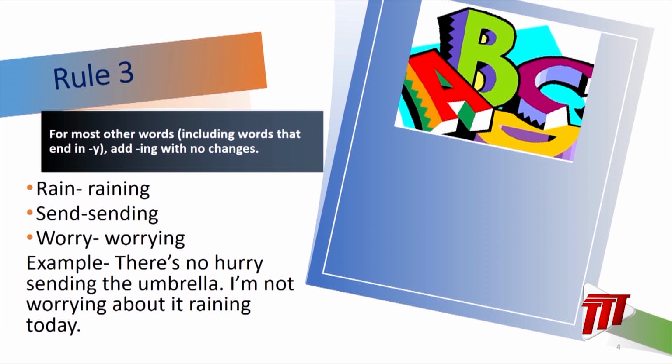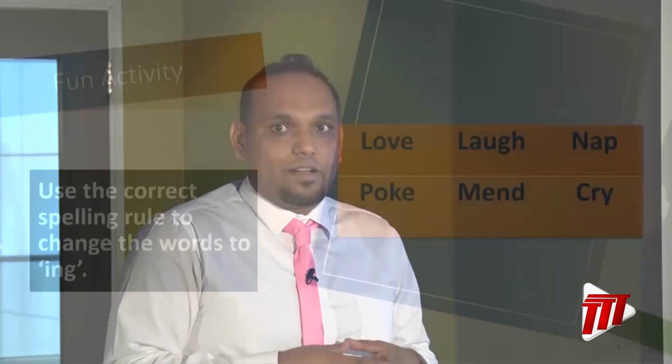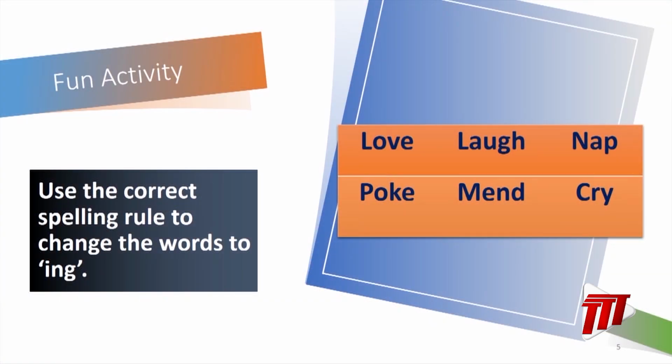In a sentence, these words would read, there's no hurry sending the umbrella. I'm not worrying about it raining today. So here's time for a fun activity that I mentioned earlier. I have some words up on the screen and I want you to add ing to spell these words correctly. I'll give you a few minutes, but don't take too long.